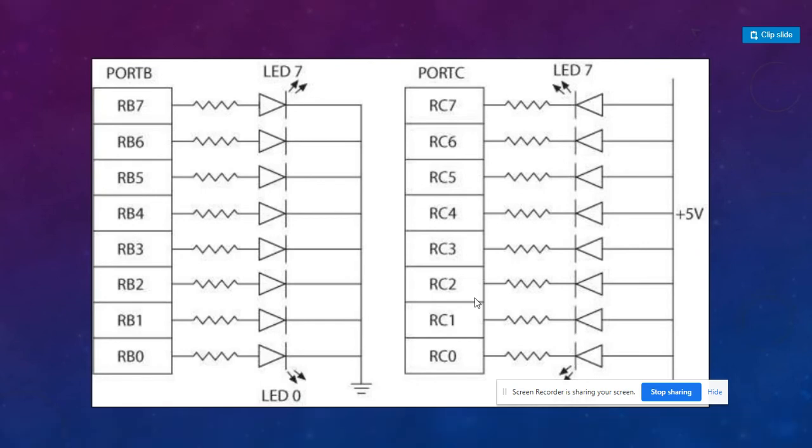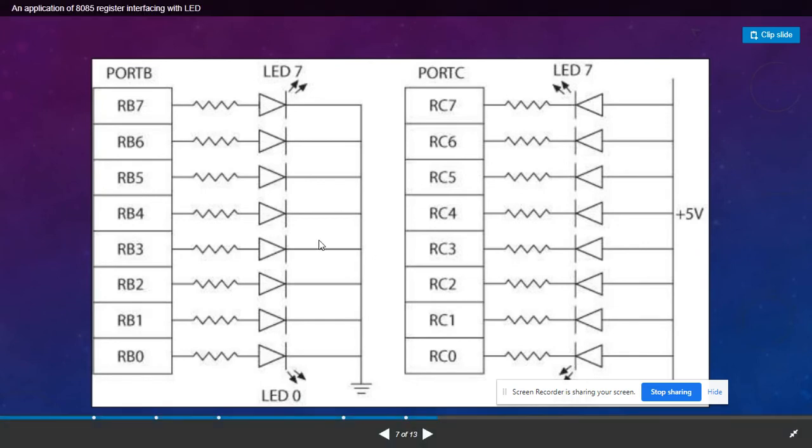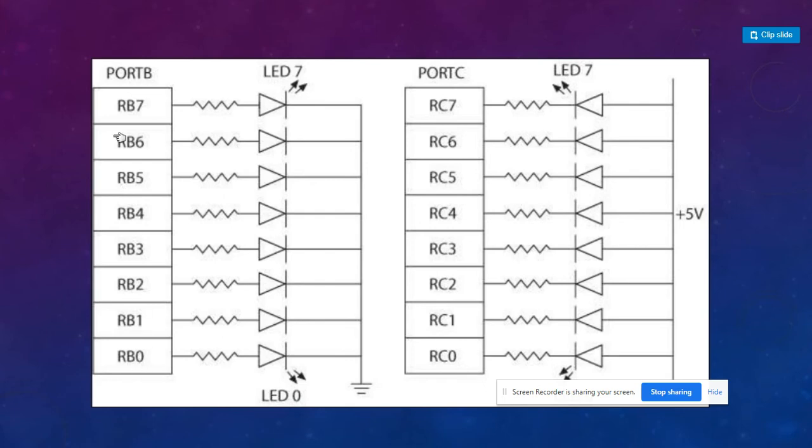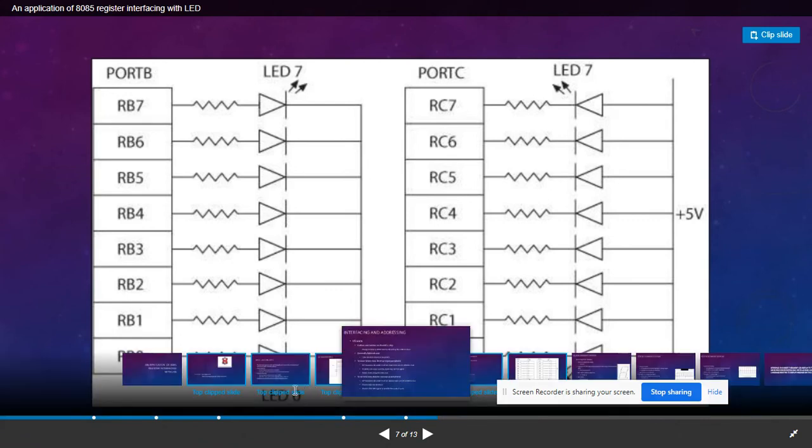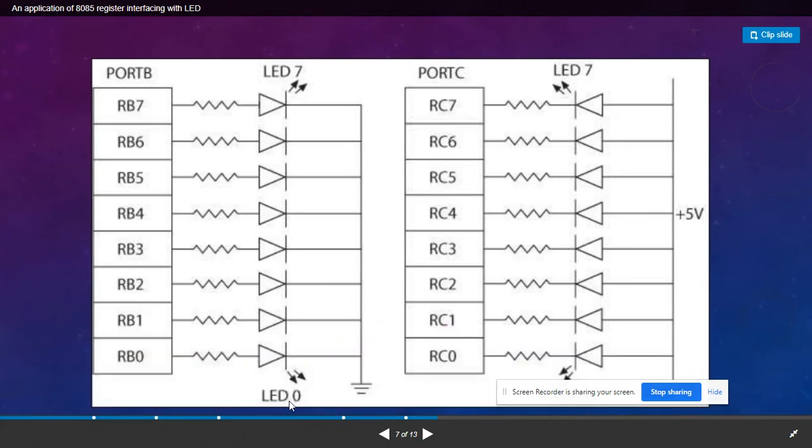Here is the diagram of how the LEDs will work. For example, here is port B, and these are the 8 registers for port B. Each register carries 1 bit. So here the LEDs work on logic 0. Here is the anode form of the LEDs, and here is the cathode form of the LEDs.